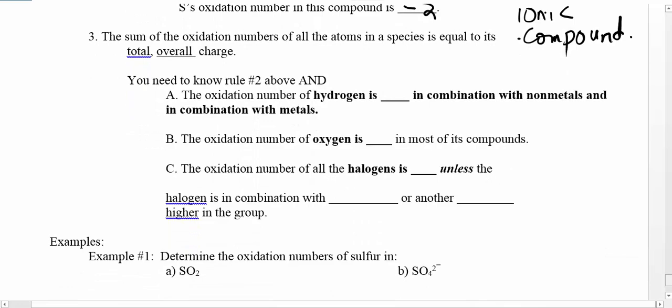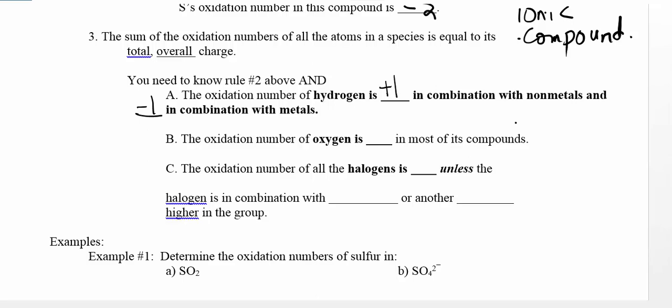So you need to know these rules. You need to know, number 2, that the oxidation number of hydrogen is always going to be +1 in combination with nonmetals and -1 in combination with metals. These are a few little factoids that you need to memorize so you can figure out other oxidation numbers. The oxidation number of oxygen is -2 in most of its compounds; we're not going to worry about the ones where it's not.